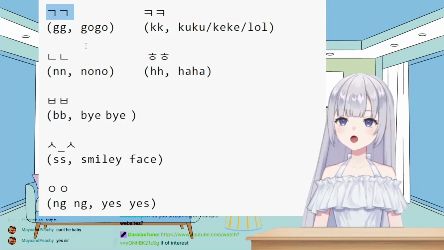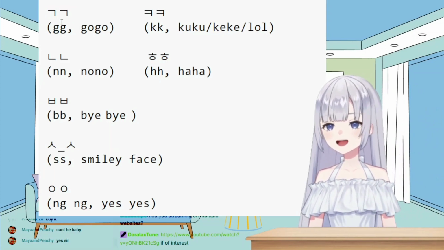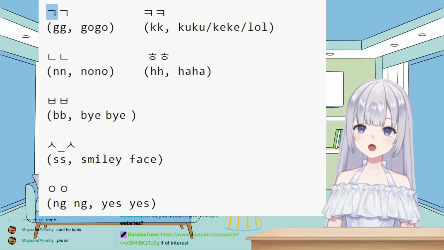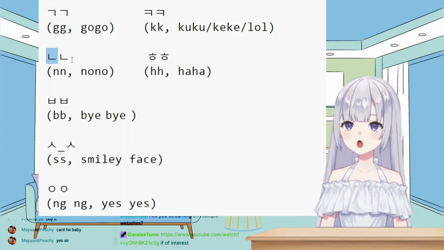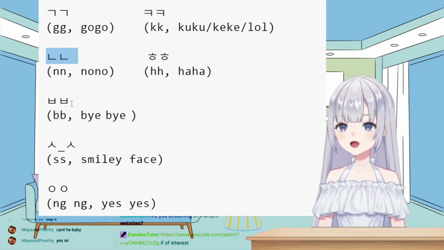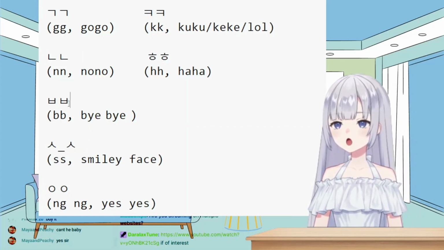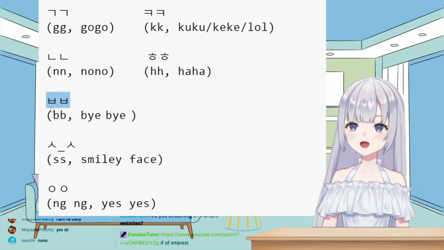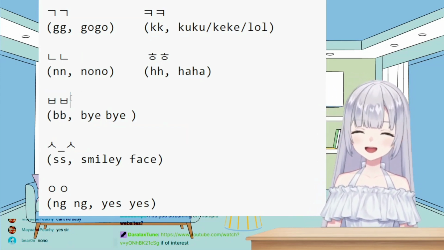Okay, so let's review it one time, and then I need a bathroom break. Okay, so this G sound. Go. And sound. Repeat after me. B sound. Bye. Good.